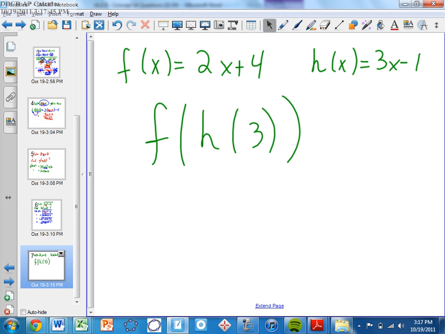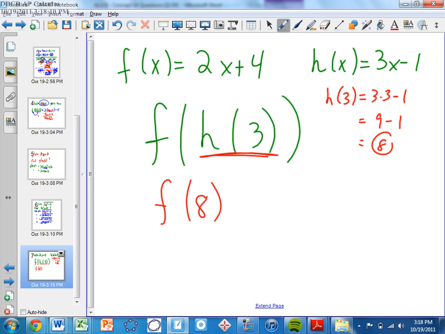And then you put 3 in for the x. Hey guys, what does H of 3 mean on the inside? It means put a 3 in up here, right? Yeah. So let's do H of 3 first. Agreed? That's what H of 3 is. But that's only H of 3. We want F of H of 3. So this is really saying, what's F of 8?